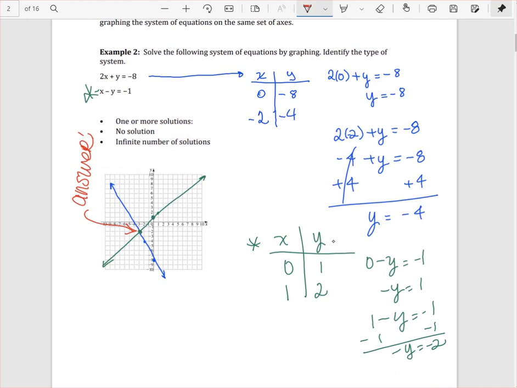MyOpenMath asks you to answer: if the graphs intersect, it is one solution. If you had parallel lines, no solution. And if you get only one line, the graph will show you and you will select the correct one.